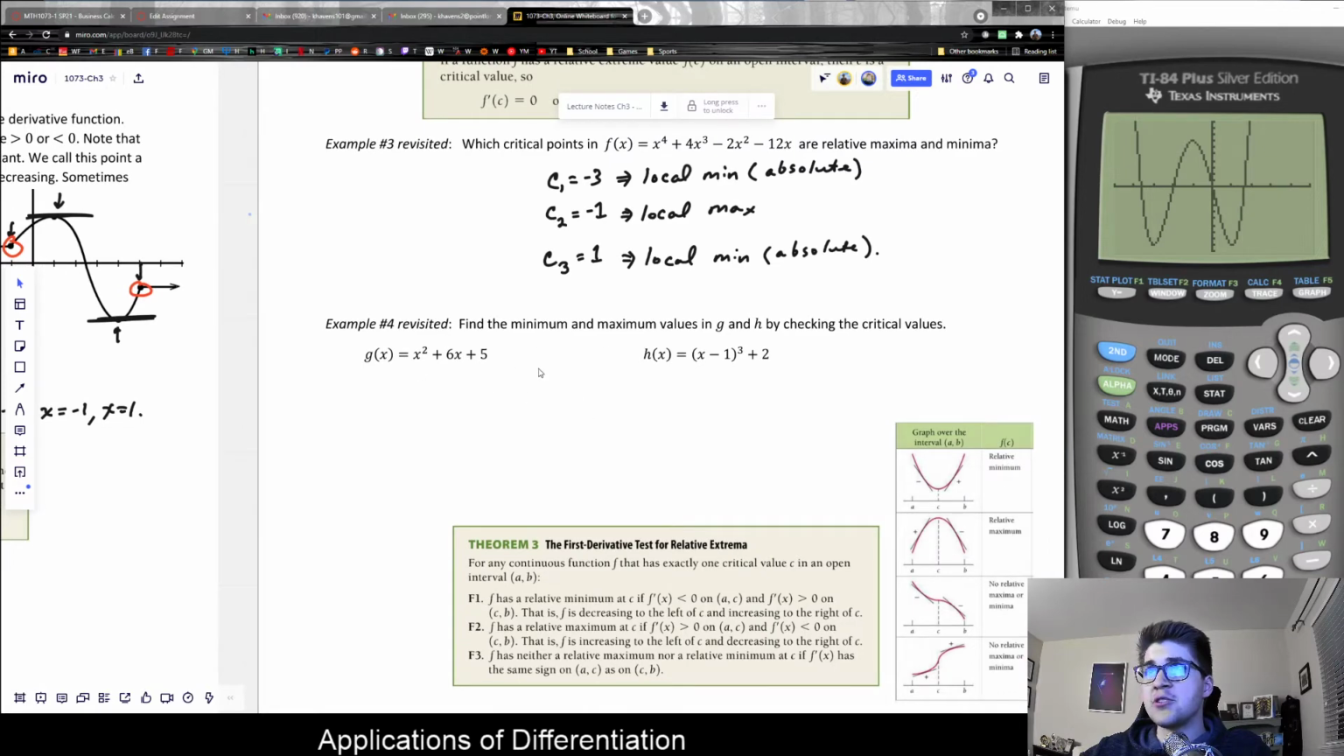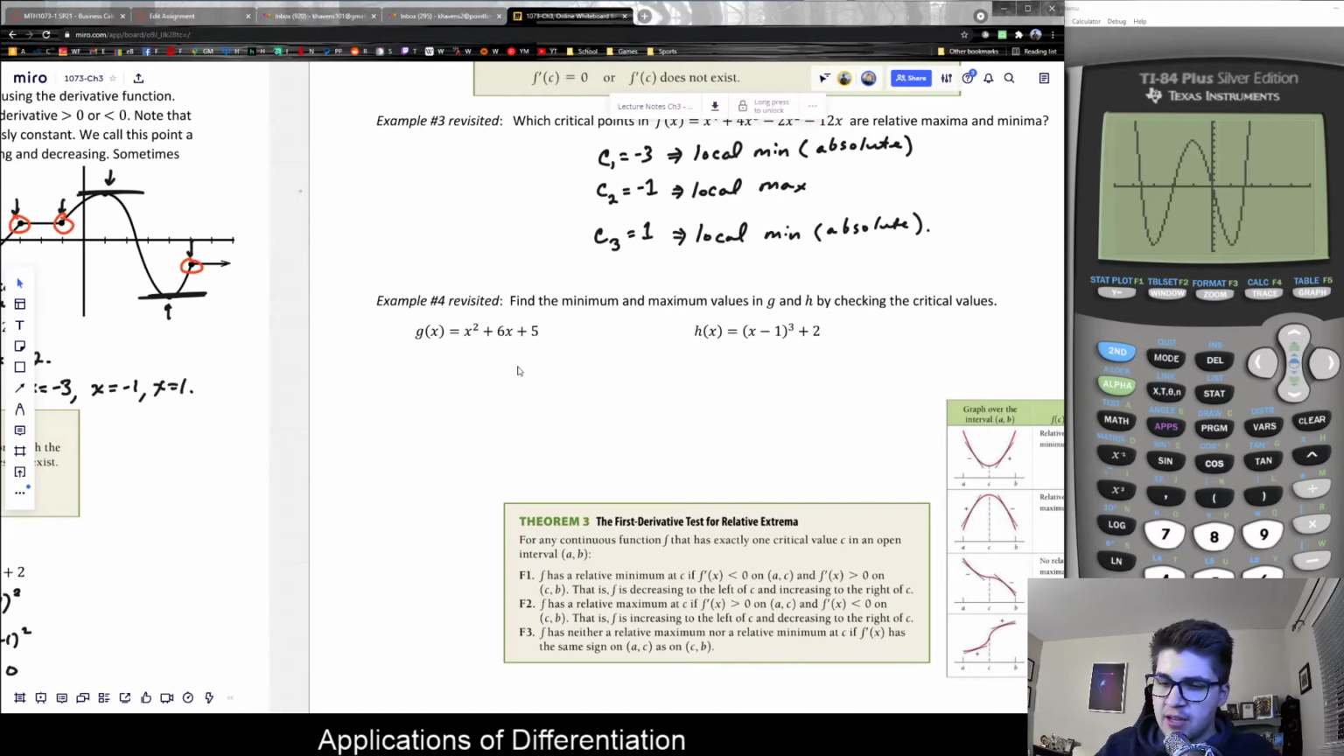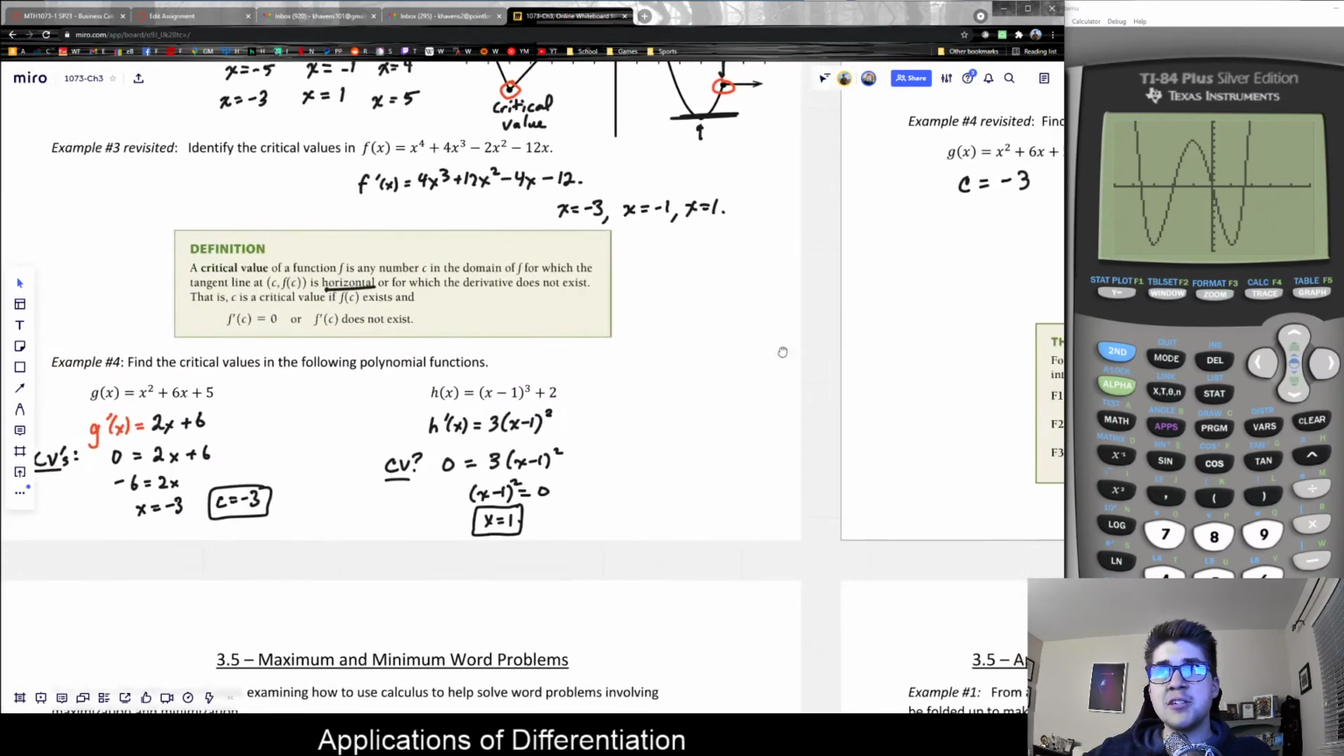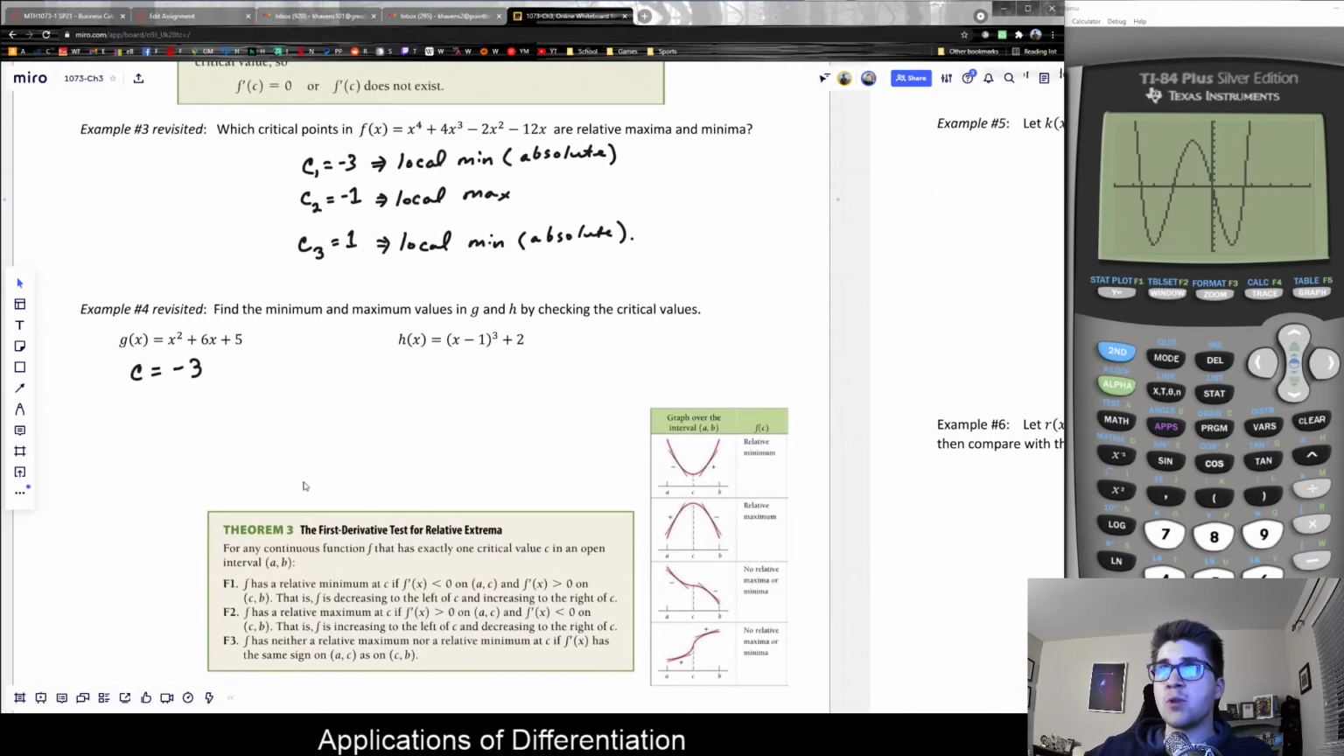So again, for G and H, we already know the critical values. G had one critical value, which was at -3. Let me just double check from our previous page. Yes. And H had one critical value, which was at +1. So if we want to know, is it a minimum or maximum value, or is it neither? We could always go to a graph, or we could use what's called the first derivative test. So let's go ahead and talk about how that test works.